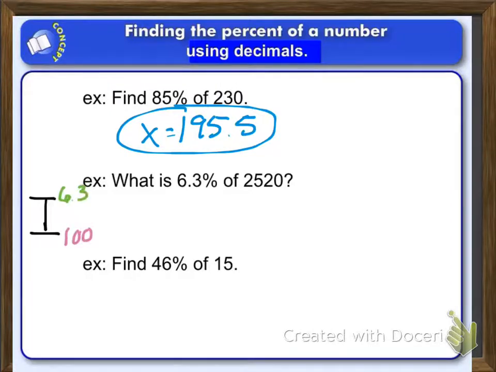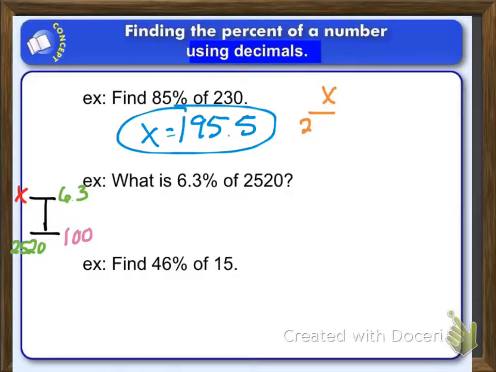I want to make my eye chart. So I have my x value still on the top, and my 100 is in the bottom right hand corner. 6 3/10%, and then my whole is 2,525.